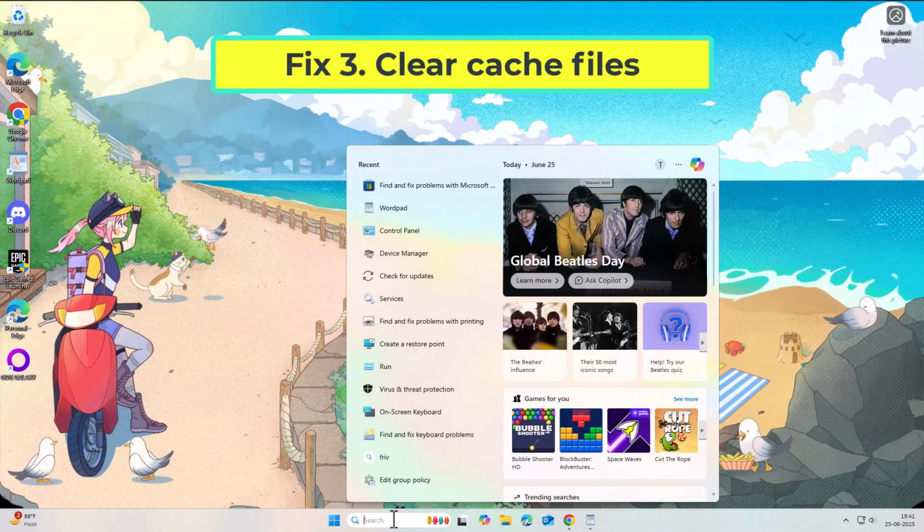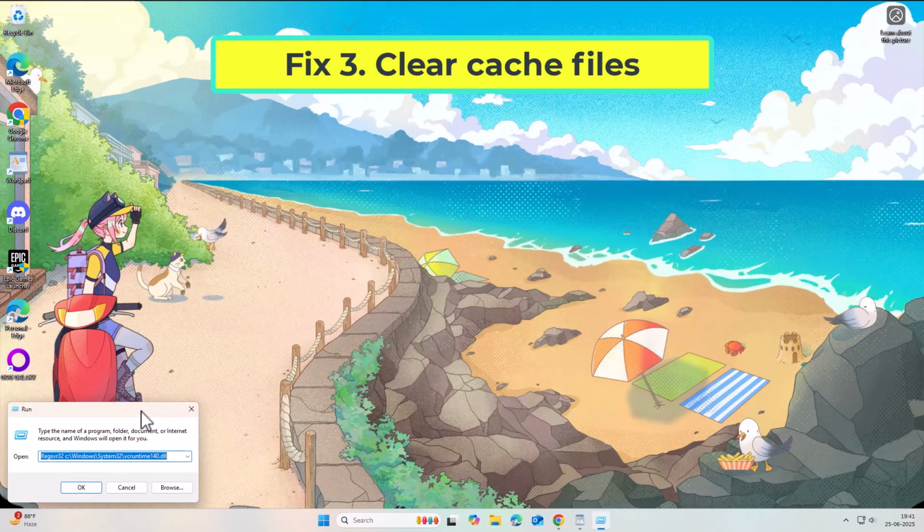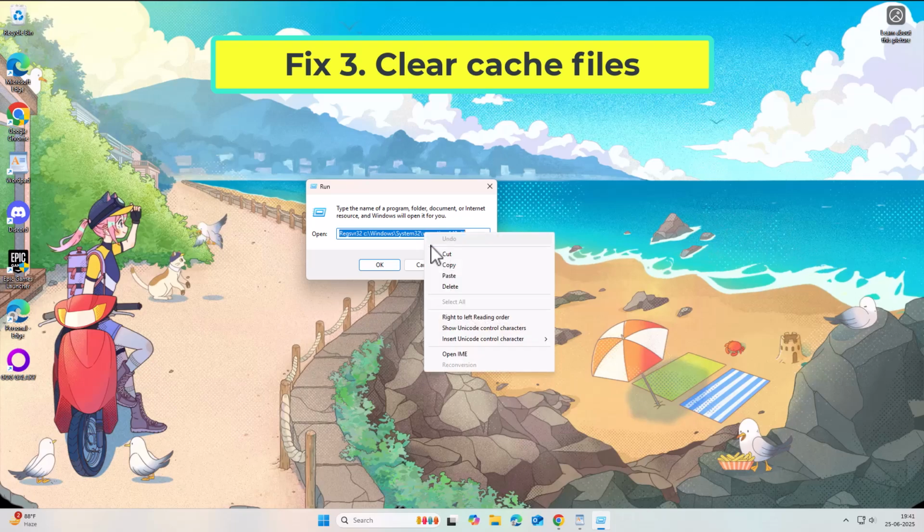If that didn't work, fix 3. Clear cache files.